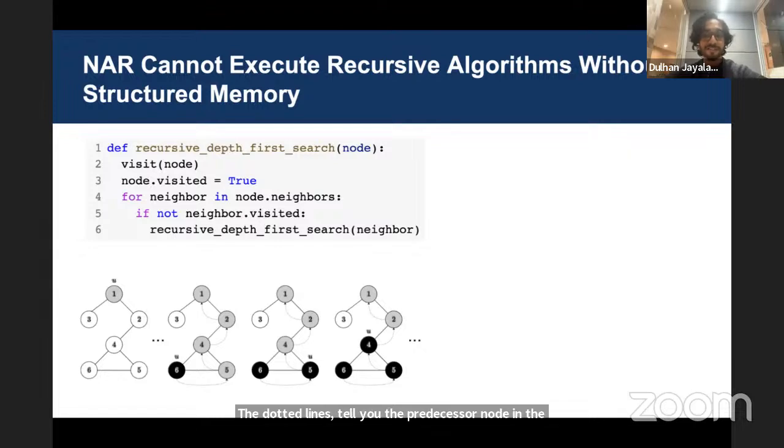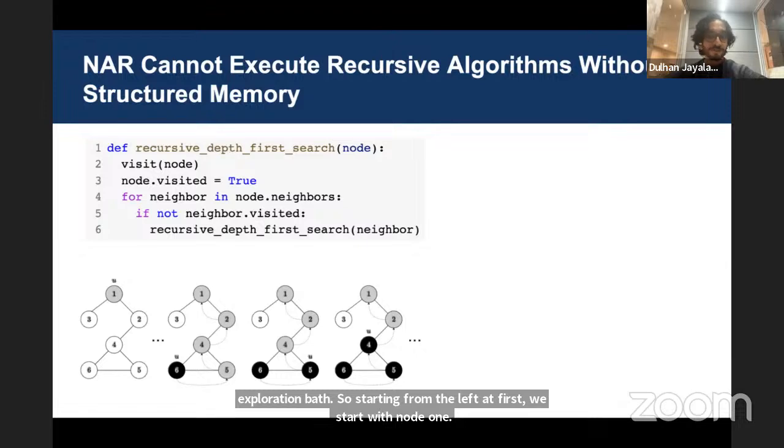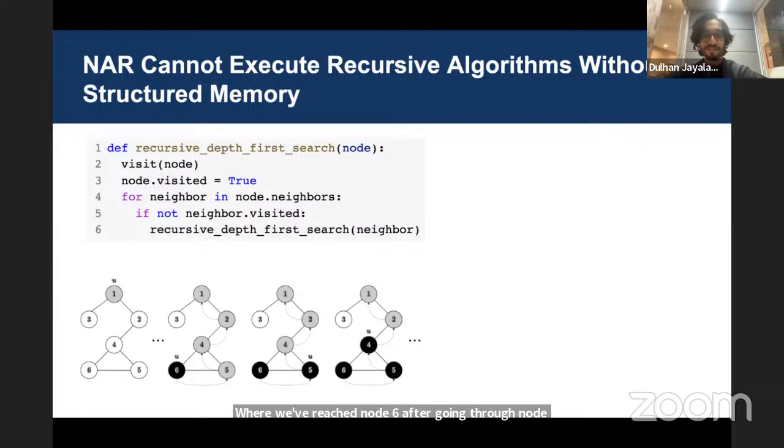So starting from the left, at first, we start with node one. And a few steps later, after making the arbitrary choice to explore node two first, we reach the state of the second graph, where we've reached node six after going through node one, two, four, and five. And you'll notice that all of node six's neighbors are now gray. And so we need to actually start backtracking. And so we need to know the predecessor of node six to get to node five, the predecessor of node five to get to node four, predecessor of four to get to two, and so on, up to returning to node one so that we can explore node three.